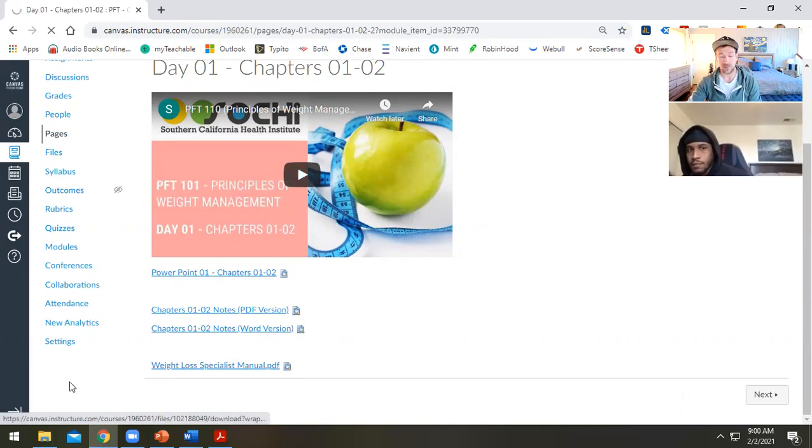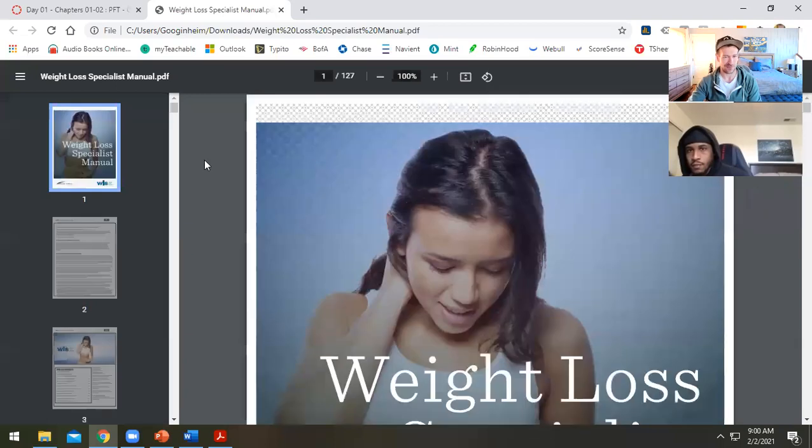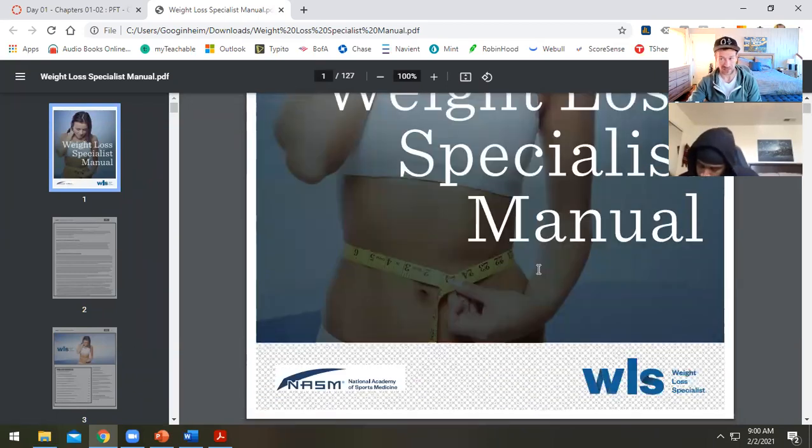When you open it, I don't know why I just downloaded it. I probably have like 50 copies of this on my computer at this point. I just keep making copies. Here is this manual. So this is its own separate textbook.